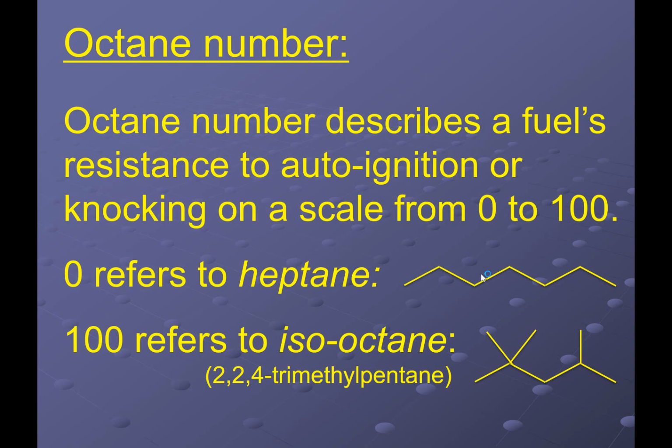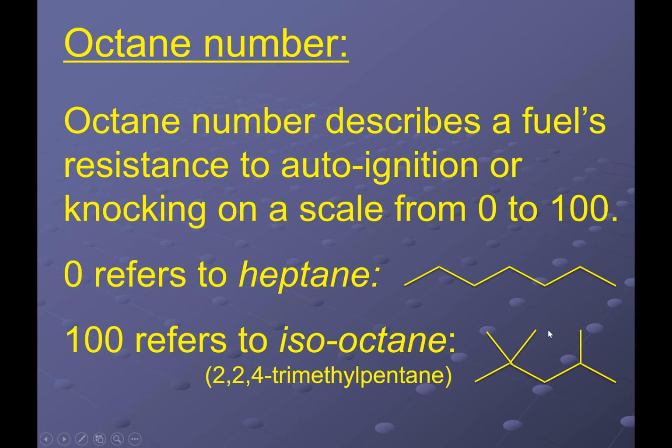Let me just flip to that slide here. Heptane, experimentally, is a 7-carbon alkane. Because it's so straight, it actually tends to burn really, really poorly. It tends to auto-ignite, to catch fire just by itself, and not at the rhythm that your engine necessarily wanted it to. So we're going to define heptane as having an octane number of 0. It burns really, really poorly.